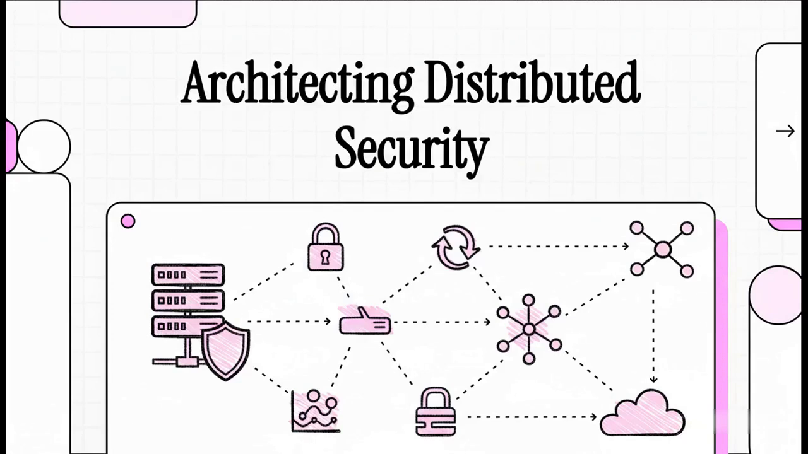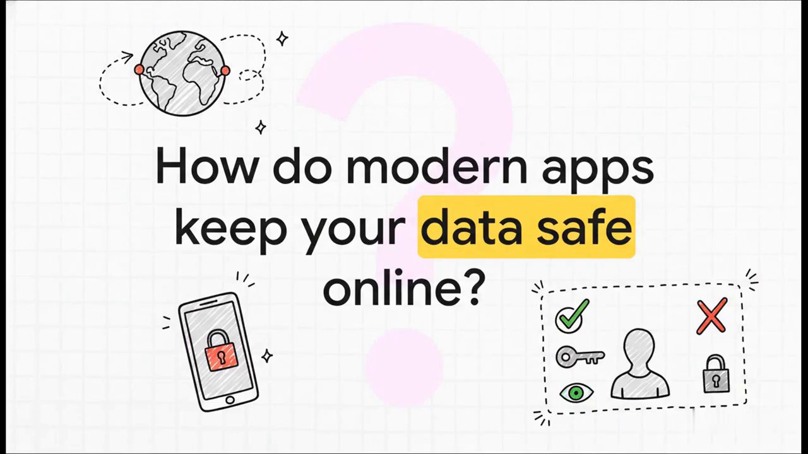All right, let's dive into something we all rely on every single day, but maybe don't think about too much: the invisible security architecture that keeps our data safe online. We're talking about distributed security. I mean, really think about it. When you're using an app that's running on hundreds, maybe thousands of servers all over the world, how does it actually know that it's you?